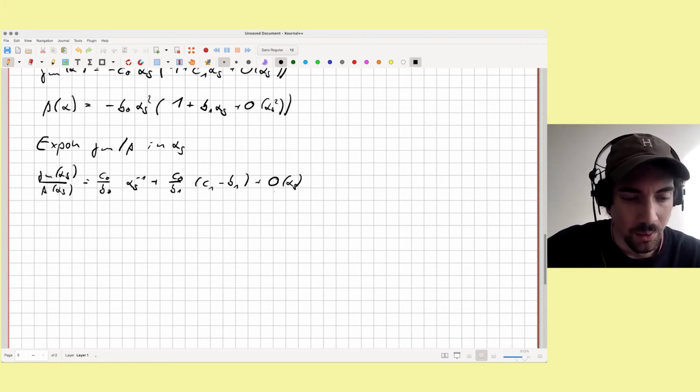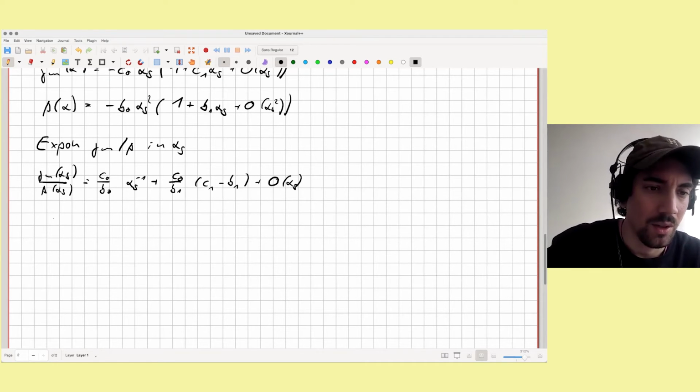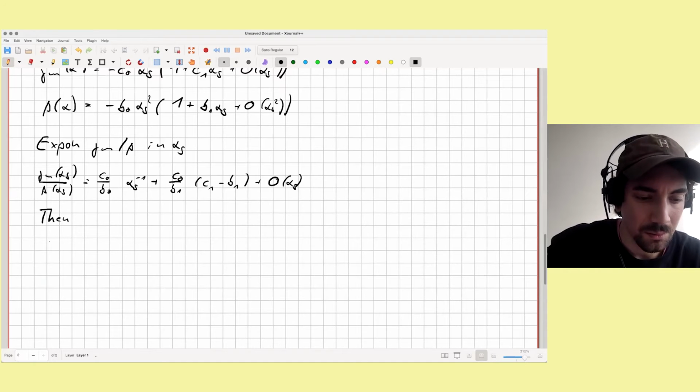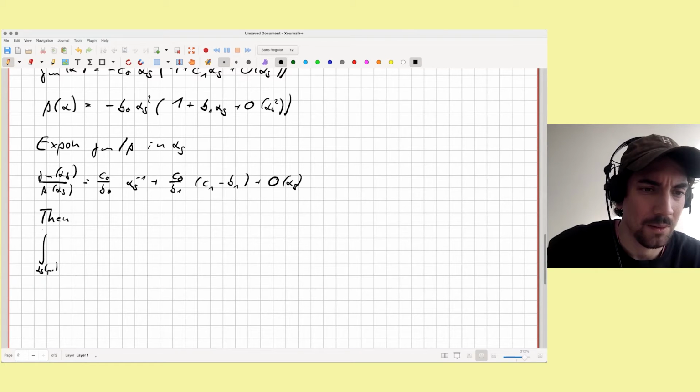All right, and then with this, we can actually really easily solve the integral in the above equation, which you can't see right now, unfortunately. And we can then write our integral from the lower boundary to the upper boundary, so from the initial scale to the final scale.